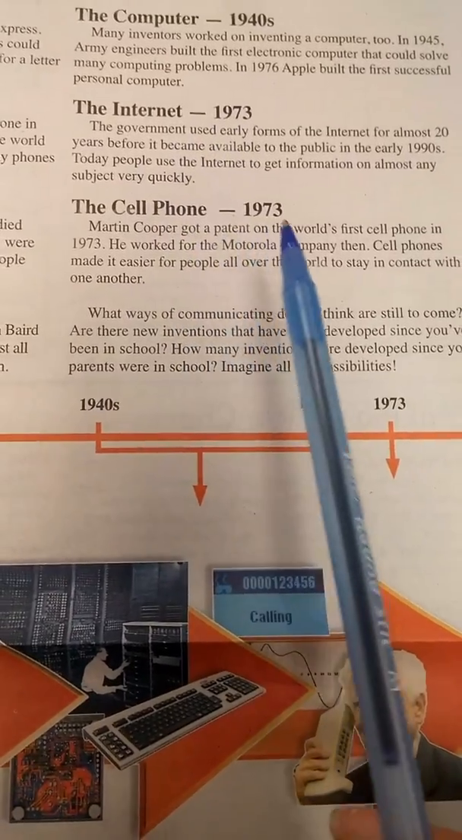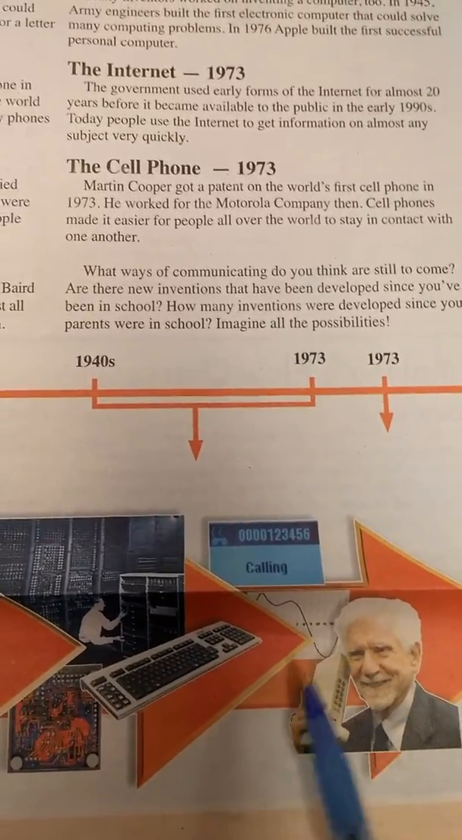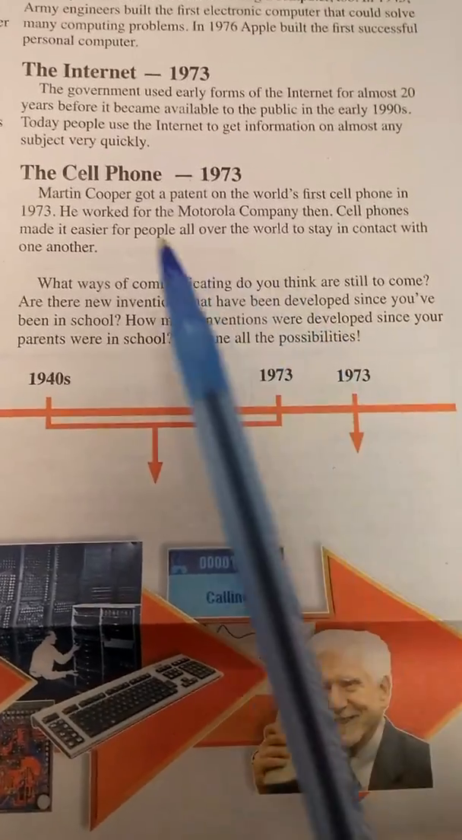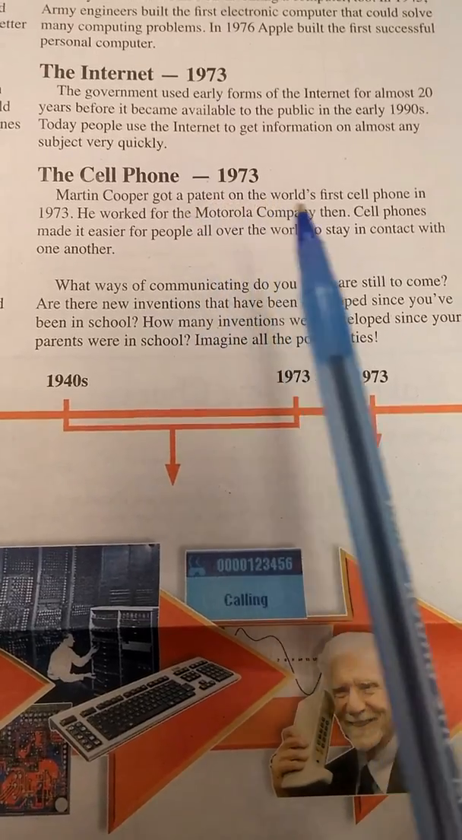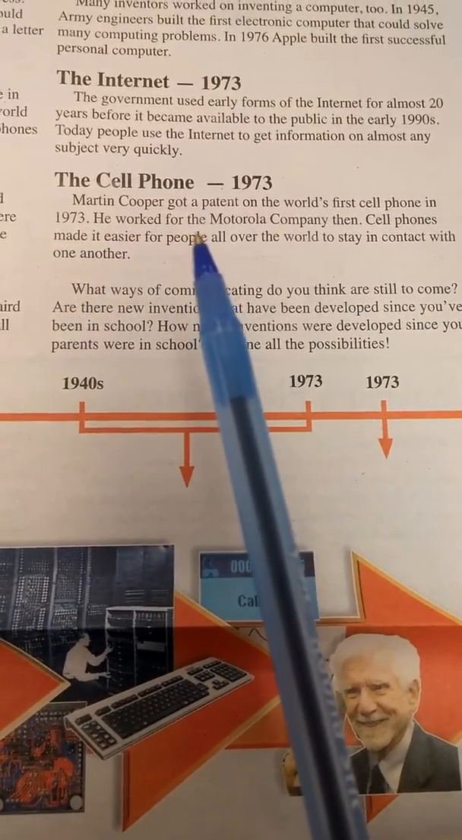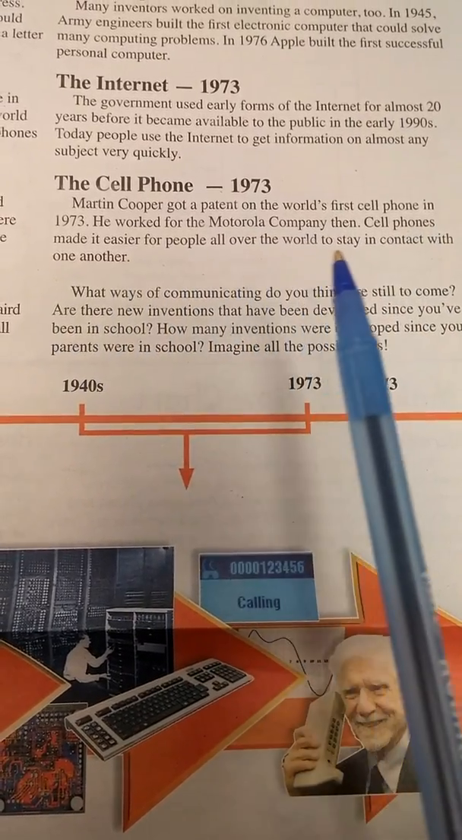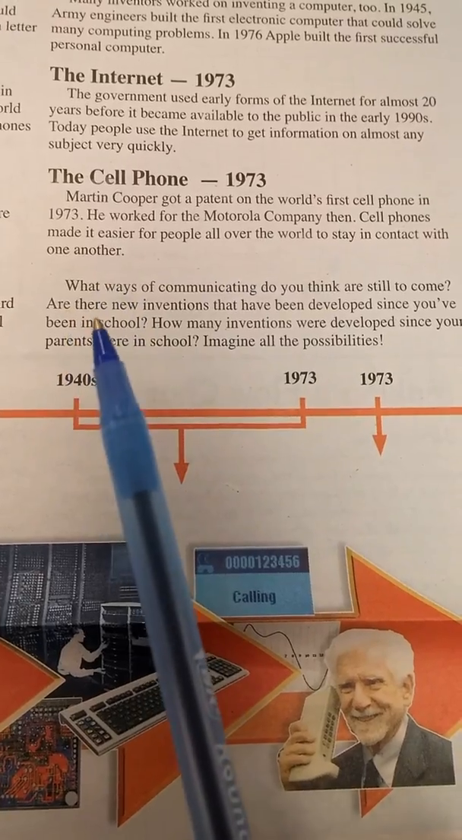The cell phone was invented in 1973, and look how big the cell phones used to be. Martin Cooper got a patent for the world's first cell phone in 1973. He worked for the Motorola company then. Cell phones made it easier for people all over the world to stay in contact with one another.